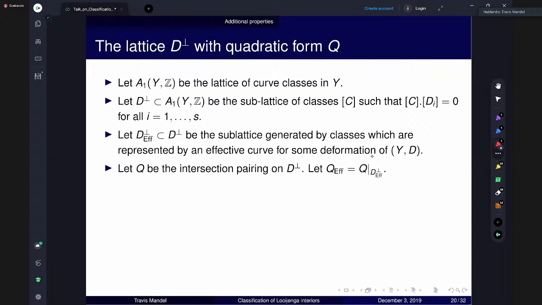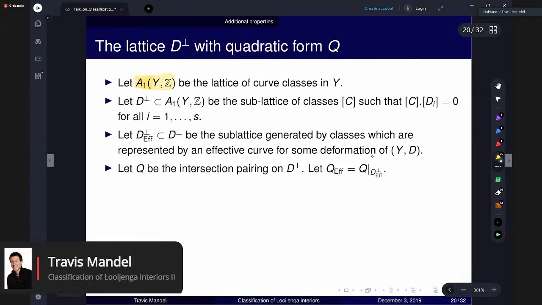So I want to talk about a few more properties of Looijenga interiors that we'll be able to use to help us classify them. Let A1(Y,Z) denote the lattice of curve classes in Y, curves up to, say, numerical equivalence. And let D perp be the sublattice of classes which have intersection number 0 with each boundary component.